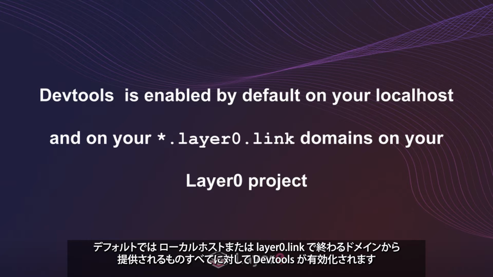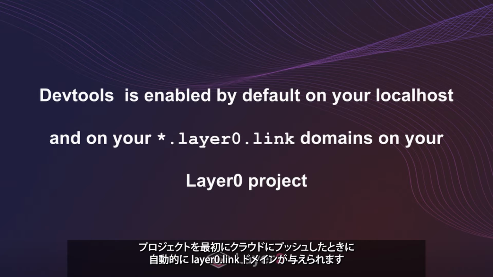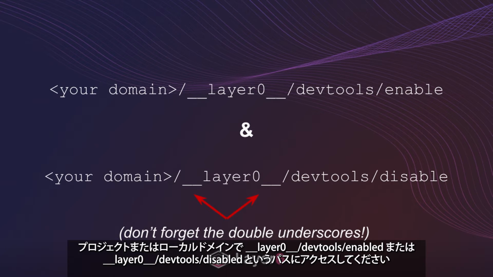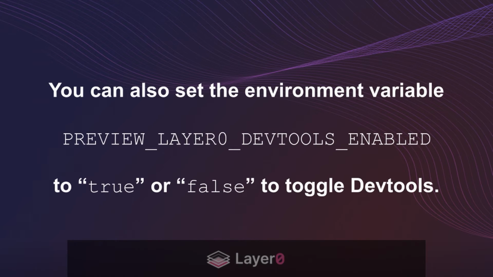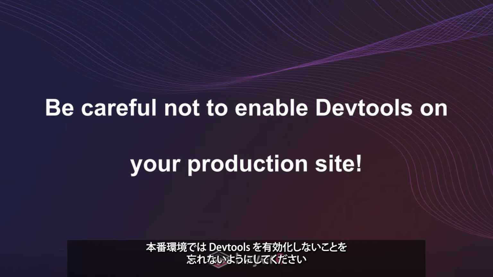By default, Devtools will be enabled on anything served from the local host or any domain ending in layer0.link. Your project will automatically be given a layer0.link domain when you first post to the cloud. If you want to toggle Devtools on or off for a specific session, you can simply go to the path layer0/devtools/enabled or layer0/devtools/disabled on your project or local domain. This is also configurable as an environment variable. You should set this variable as true or false, depending on if you need Devtools to be enabled or disabled. As a quick note, please remember not to enable Devtools on your production site.